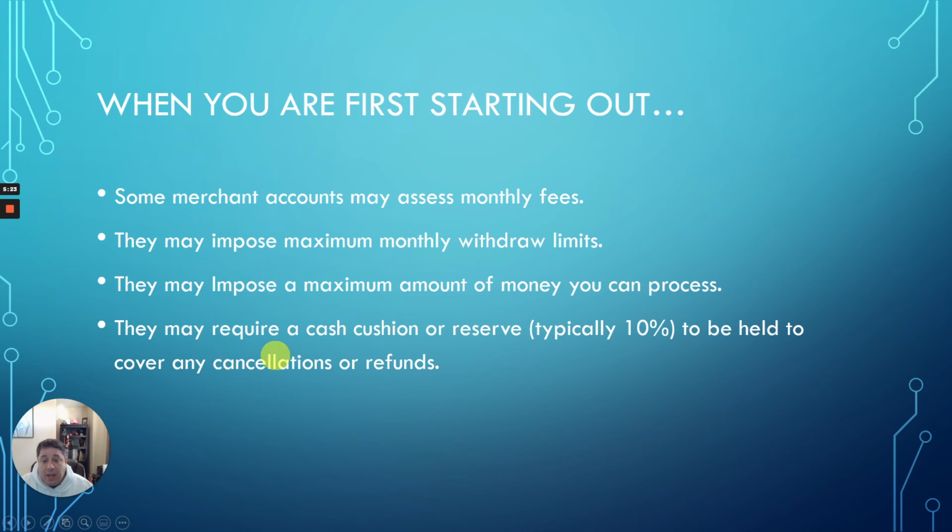They may require a cash cushion or reserve. What that means is typically 10% to be held to cover any cancellations or refunds that you might not cover yourself. Essentially, this is a non-interest bearing account generally, where they hold 10% of all transactions in a specialized account. They do release it, however, they release it years and years down the road. So consider that just a long-term savings.